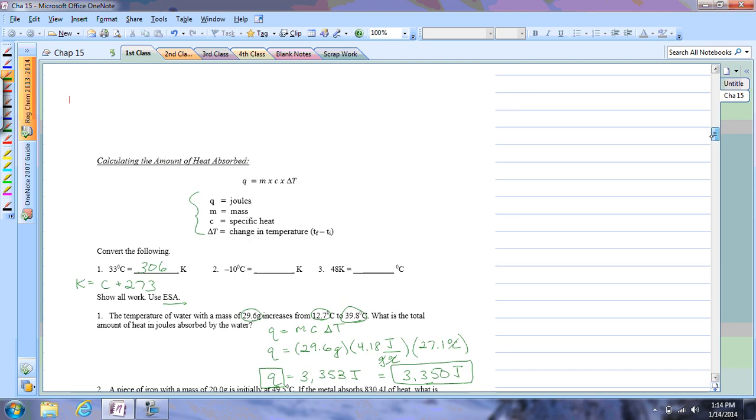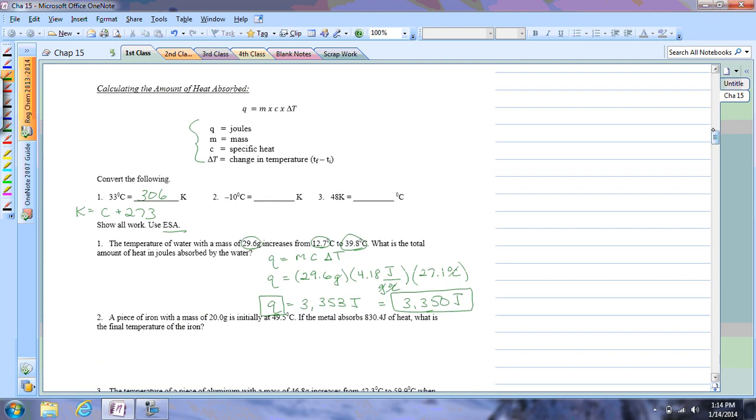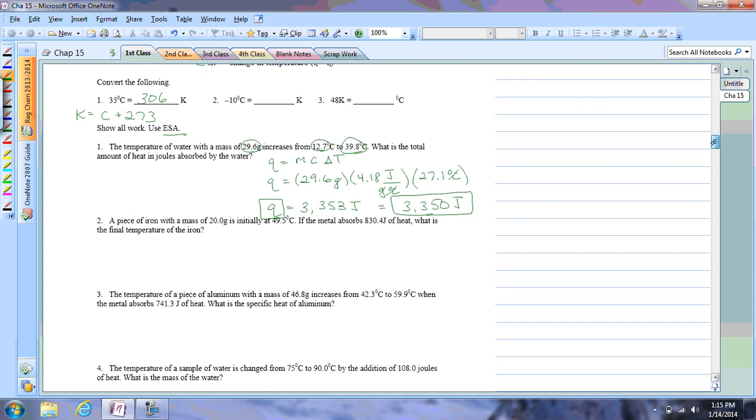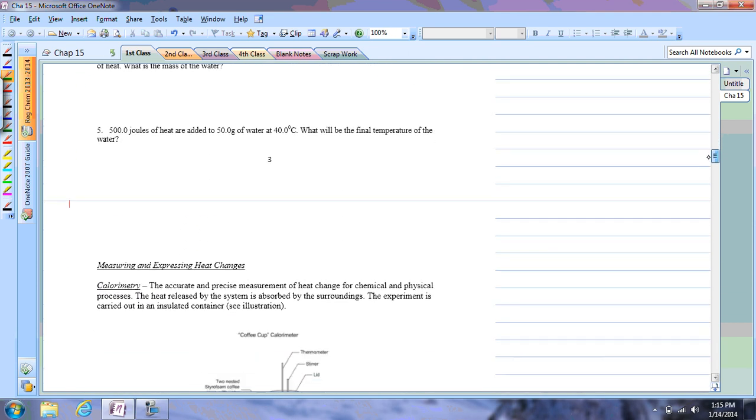From this, we looked at the problems on the next page. Q is energy. It's measured in joules. And the energy that an object absorbs or releases is equal to the mass of the object times the specific heat of the object times the change in temperature of the object. So on Tuesday, you did a bunch of these problems in class, so hopefully this has gone well.